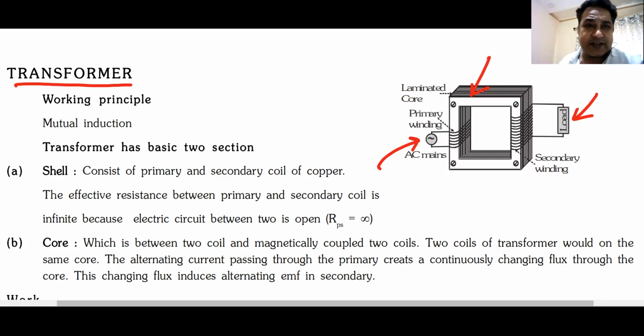If the number of turns in the secondary are more, it is known as step up. If it is less, it is known as step down. Whatever flux is linked in coil number 1, the primary, we assume that a transformer is very highly efficient. Efficiency is almost close to 100%. So the same flux is associated or linked with the secondary coil for 100% efficiency.